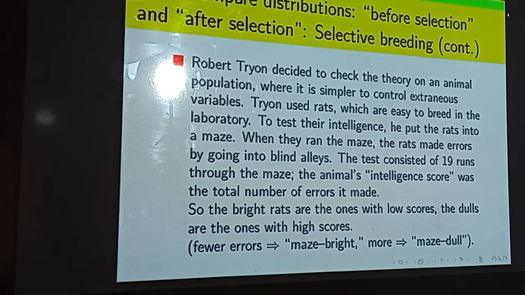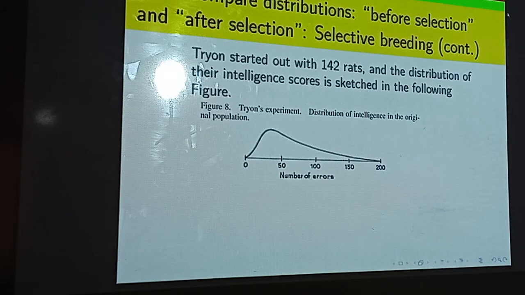To test their intelligence, he put the rats into a maze. When they ran the maze, the rats made errors by going into blind alleys. The test consisted of 19 runs through the maze. The animal's intelligence score was the total number of errors it made. So the bright rats are the ones with low scores, the dull are the ones with high scores. He started with 140 rats, and the distribution of their intelligence scores, the number of errors, is the following.